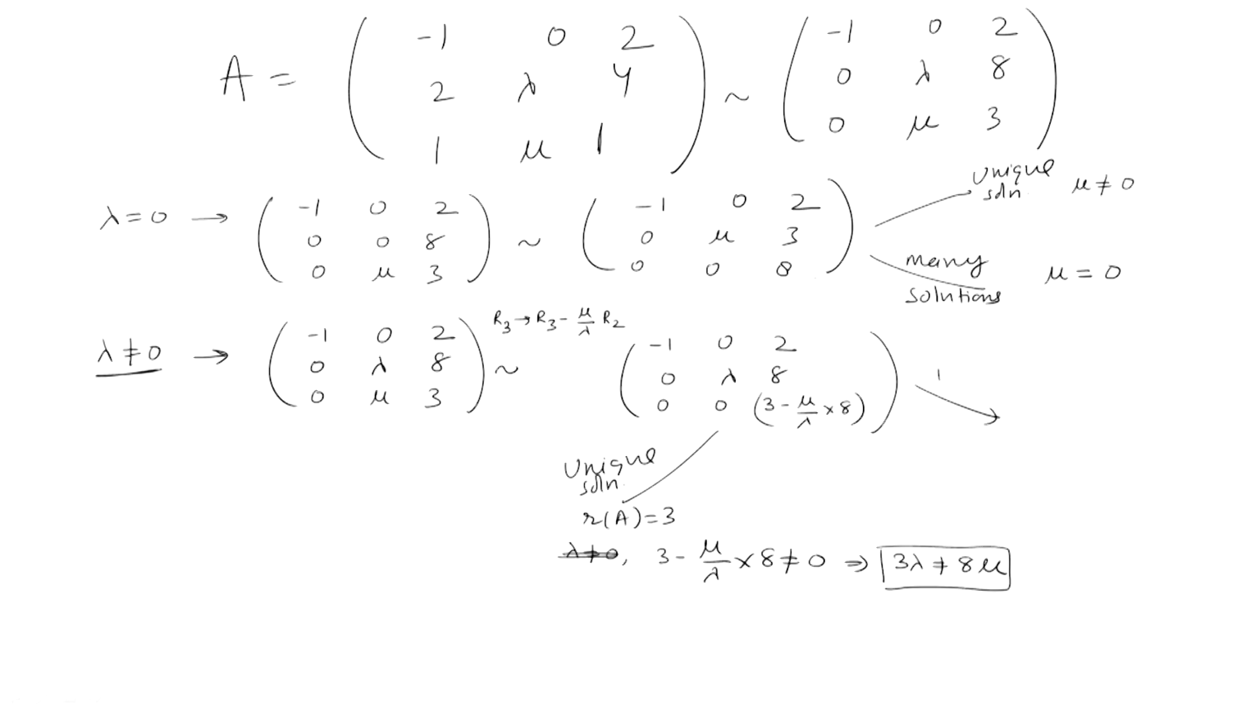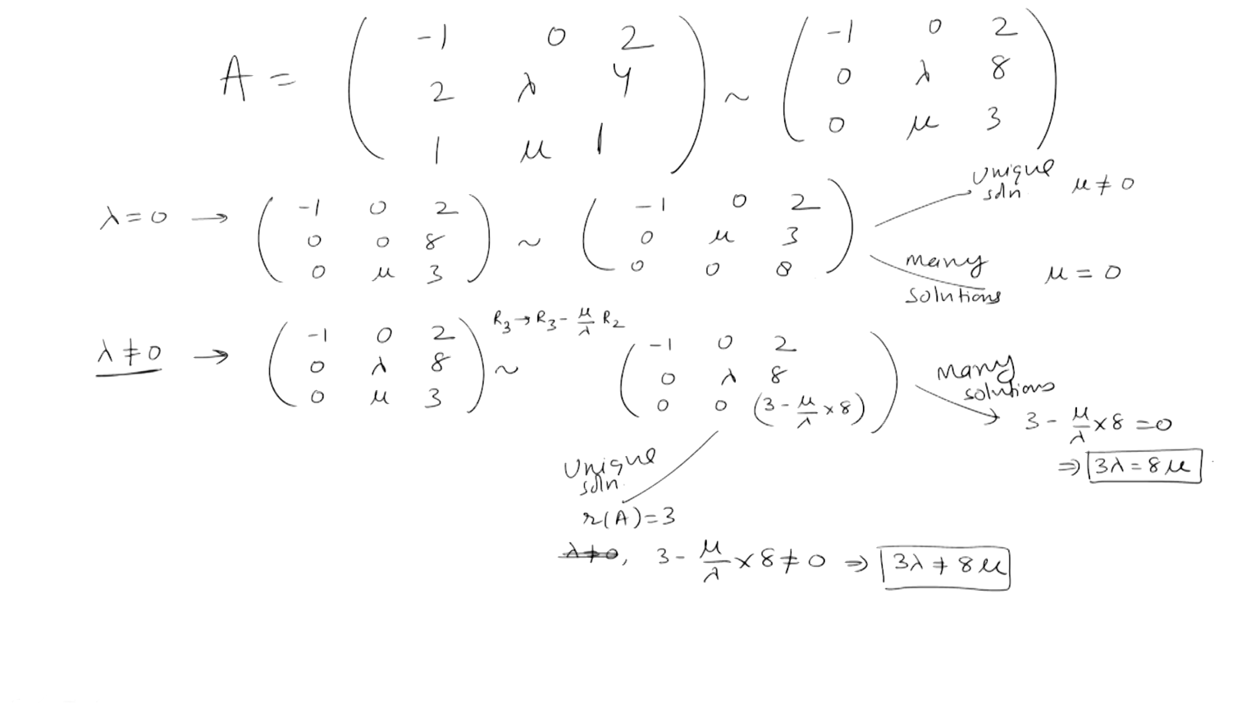And for many solutions, in this case, this must be 0, because we want rank less than 3. Okay. So, 3 minus mu upon lambda into 8 must be 0. So, this implies 3 lambda should be 8 mu. Now, if lambda equal to 0, for unique solution mu should not equal to 0. If you substitute lambda equal to 0 here, then mu is not equal to 0. That is coming from this condition itself. And if lambda equal to 0, for many solutions mu should be 0. That is coming from here.